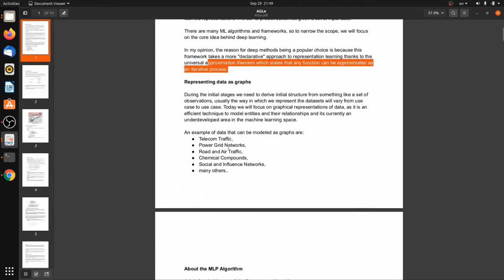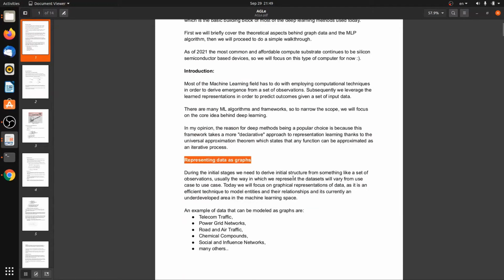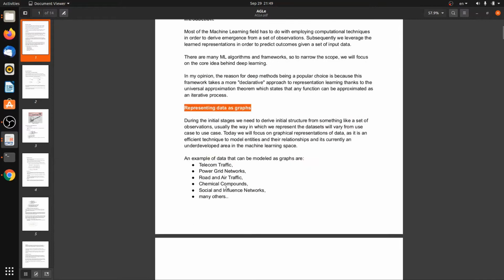So we've chosen to represent data as graphs, and this is just because graphs are extremely good and efficient at representing relationships among entities. A few examples of this are telecommunication traffic, so think cell phone towers and whatnot, computer grid networks, and chemical compounds. This is pretty cool, it's being employed for drug discovery, and social networks, and many others.